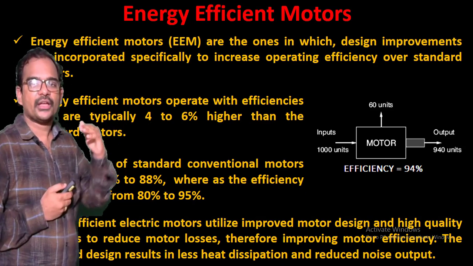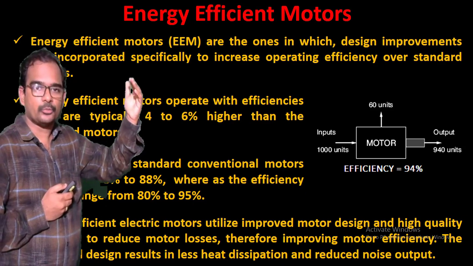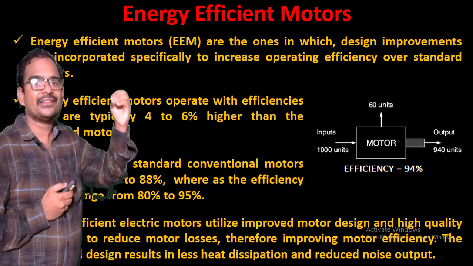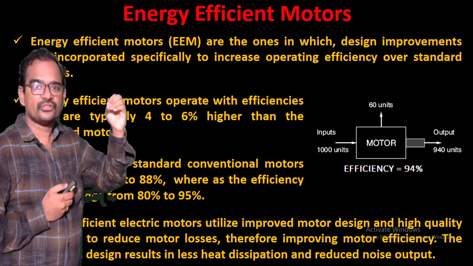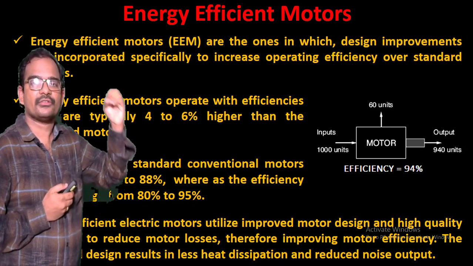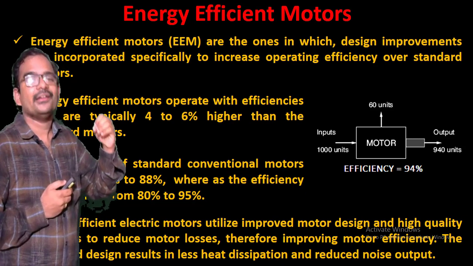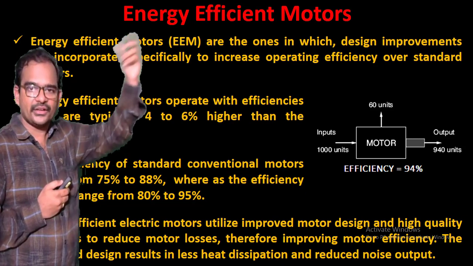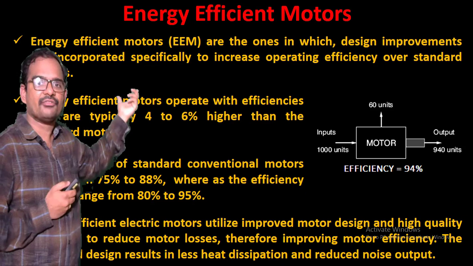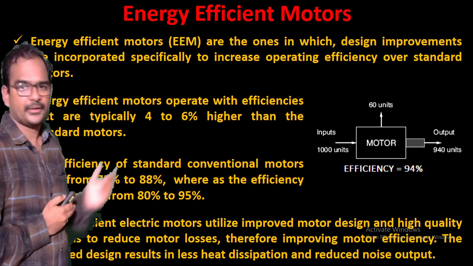In order to improve the efficiency of any standard motor, we need to do some design improvements. When you do such things, then obviously the losses in the motor will be reduced. So whenever the losses are reduced, then the output will be increased. And whenever the output is increased for a particular input, obviously the efficiency will be increased, right?